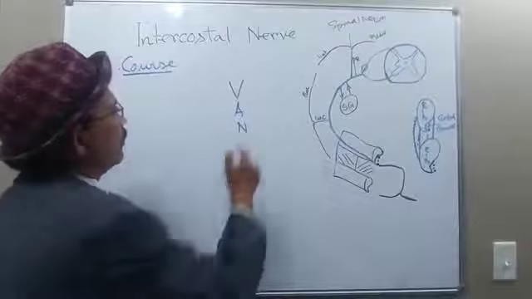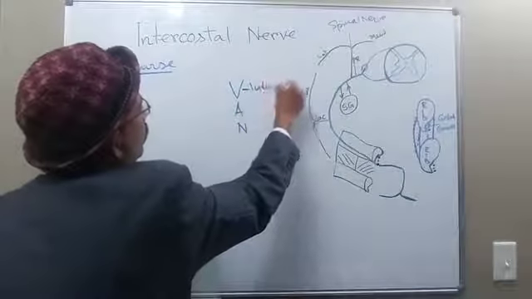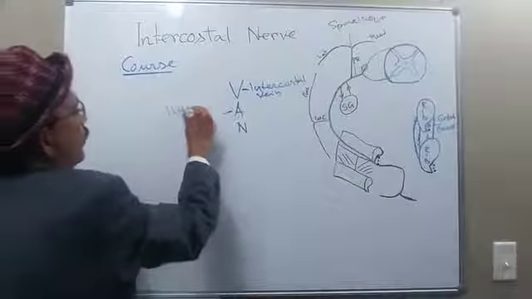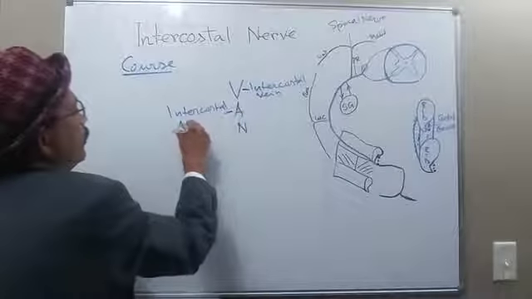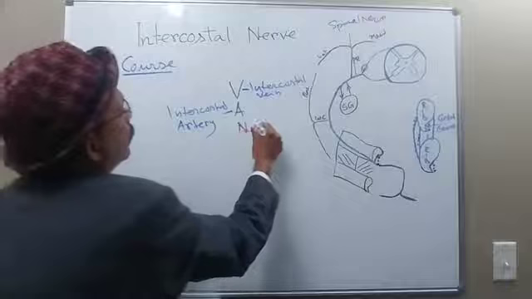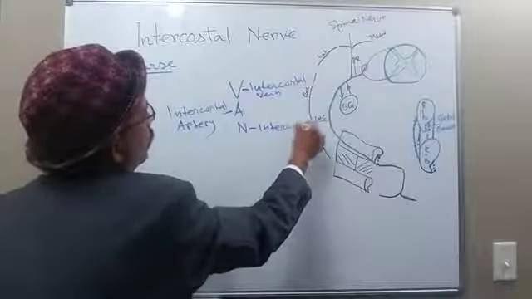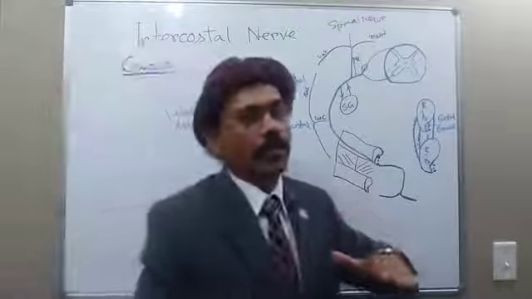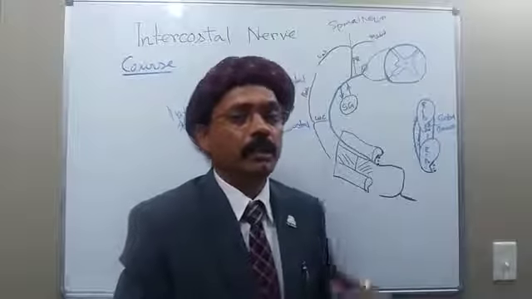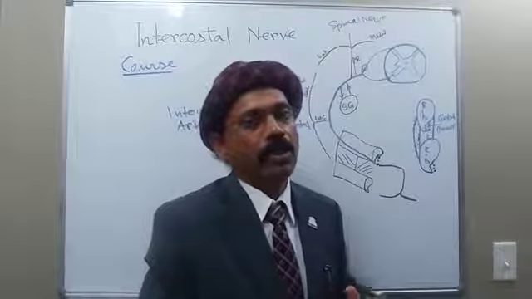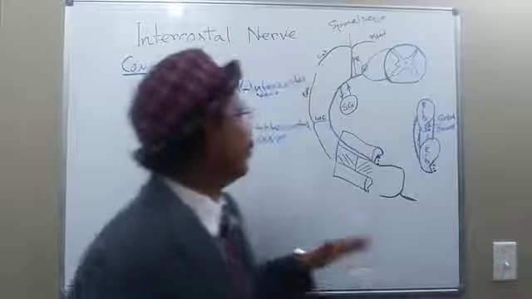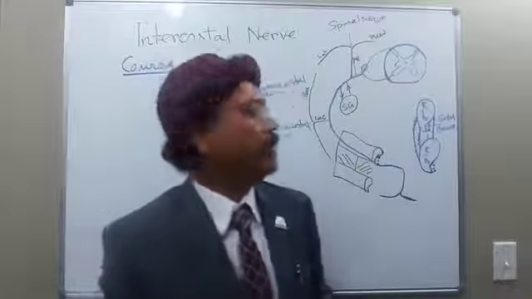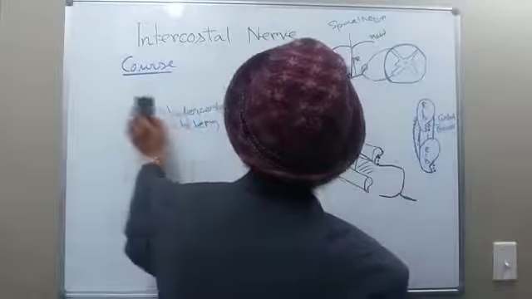So this is the intercostal vein, the intercostal artery, and the intercostal nerve. They are arranged in the costal groove of the rib from above downward. The top structure is the intercostal vein, then we have the intercostal artery, then we have the intercostal nerve. You can remember by V-A-N, vein, artery, nerve. So this is the arrangement.